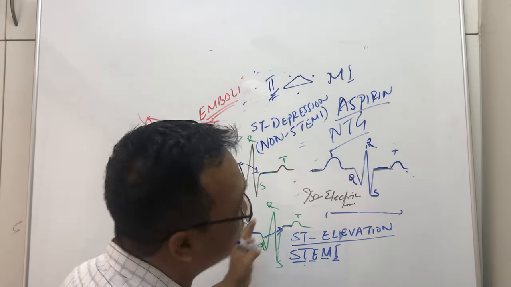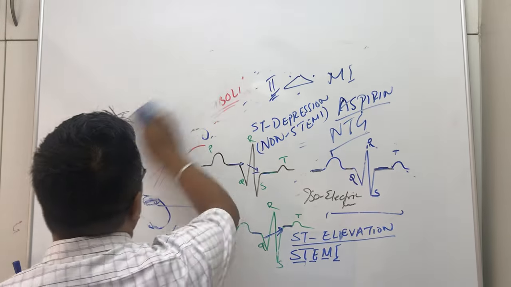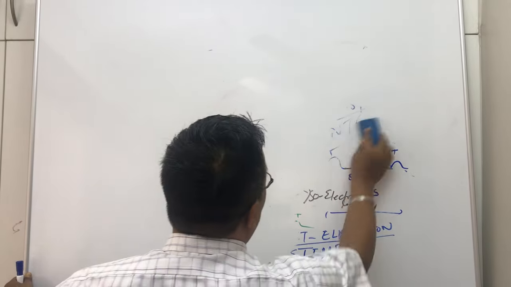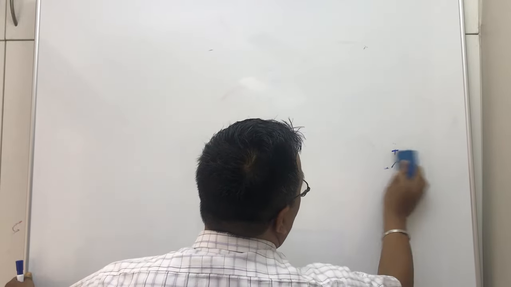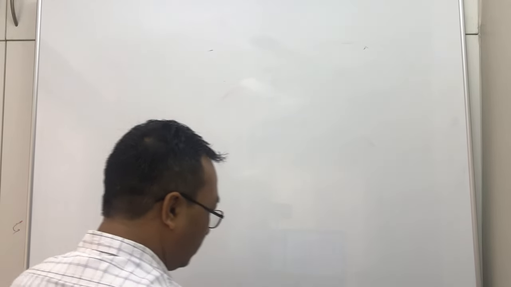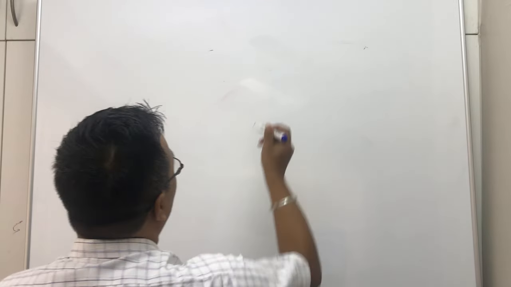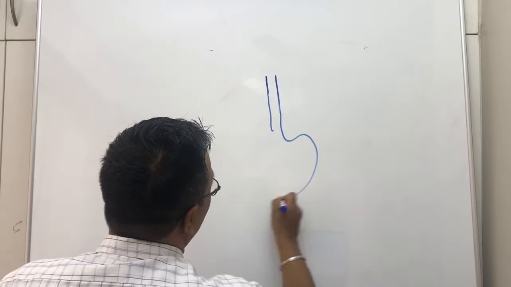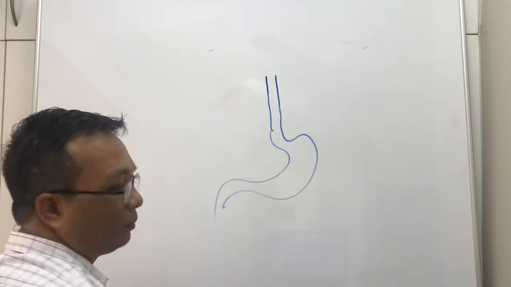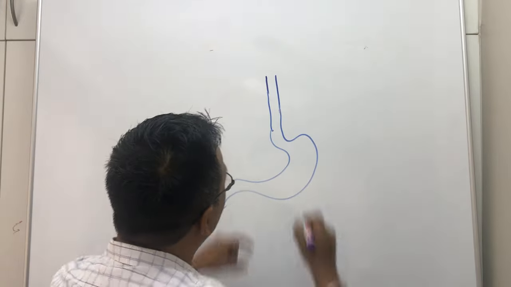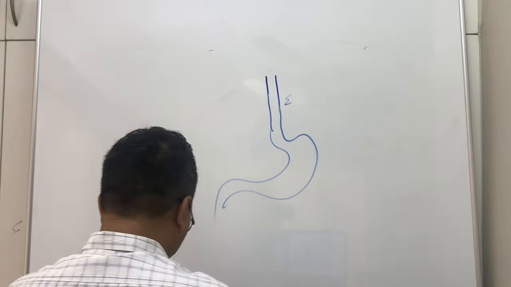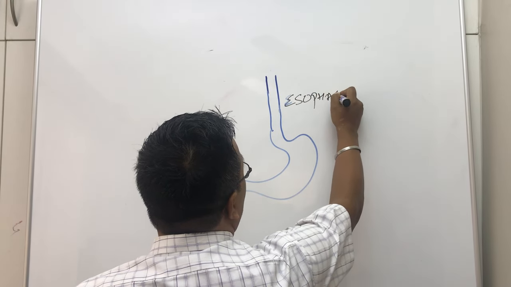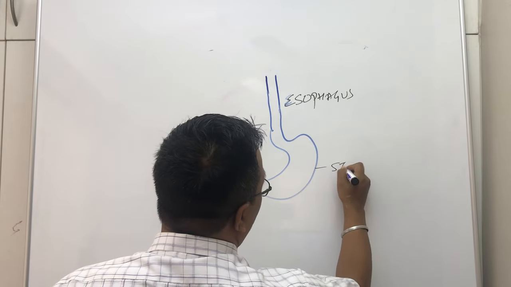So let's go now to a different type of chest pain. Another type of chest pain. You all know the food pipe, right? So this is the food pipe and this is the stomach. The food pipe is called the esophagus, and this is the stomach.